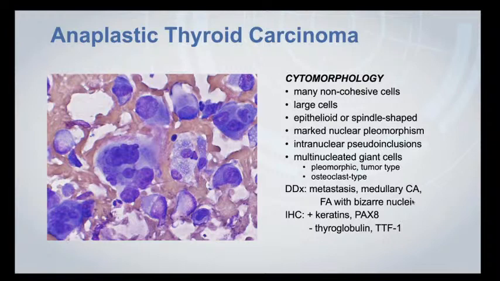If the patient is young, if there's no necrosis, if there's microfollicular differentiation, hold back, be careful, don't call it anaplastic carcinoma, give it a differential diagnosis, and do some immunostains. If the thyroglobulin and the TTF-1 are positive, that almost excludes anaplastic carcinoma. These are positive in the follicular adenomas with bizarre nuclei, but negative in anaplastic carcinomas. Again, anaplastic carcinomas are only positive for a few immunostains. They're positive for keratins and usually positive for PAX8.